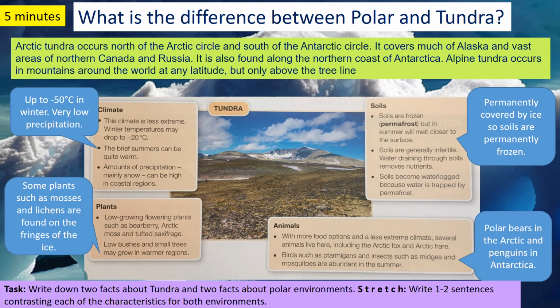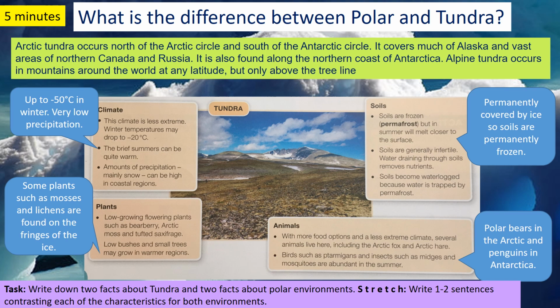It covers much of Alaska and vast areas of northern Canada and Russia. It is also found along the northern coast of Antarctica. Alpine tundra occurs in mountains around the world at any latitude, but only above the tree line, so only above where trees can grow. In the area above it, there isn't enough water for trees to grow, so it's much more barren, colder, harsher environments.